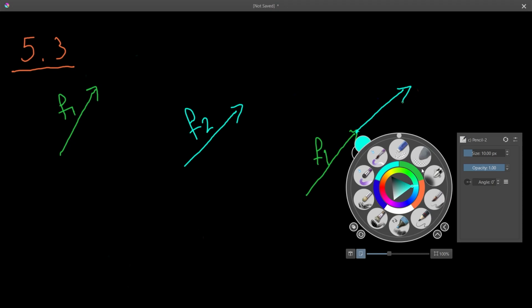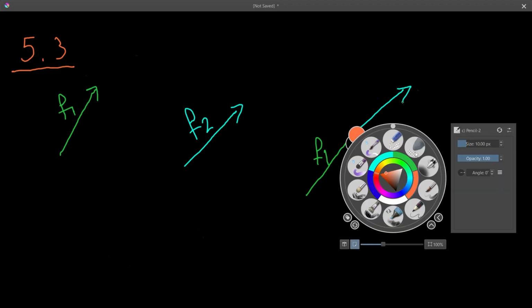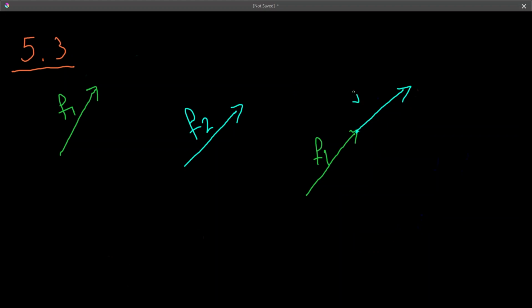And then the resultant, the net force, would be from the tail of this one to the head of that one again. This is the net force in orange. This is F net. That's how you add them.